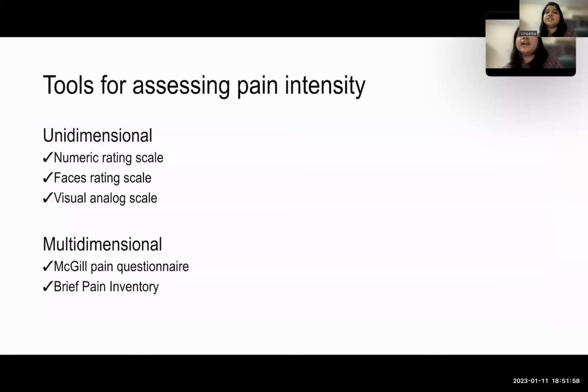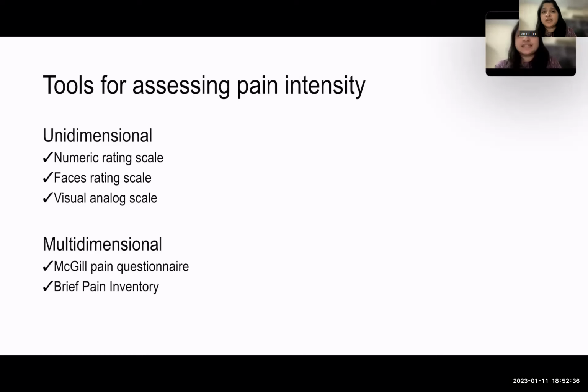Now, the last part of this presentation is the tools for assessing pain intensity. As I said, it is a big mistake if you are a pain physician and not documenting pain score. So there are two types of assessment: one is unidimensional and the other is multidimensional. Unidimensional assessment means you are just assessing the pain severity, the quantity, for which the most commonly used methods are the numeric rating scale, Fraser scale, visual analog scale, etc. So you are only assessing the severity of pain.